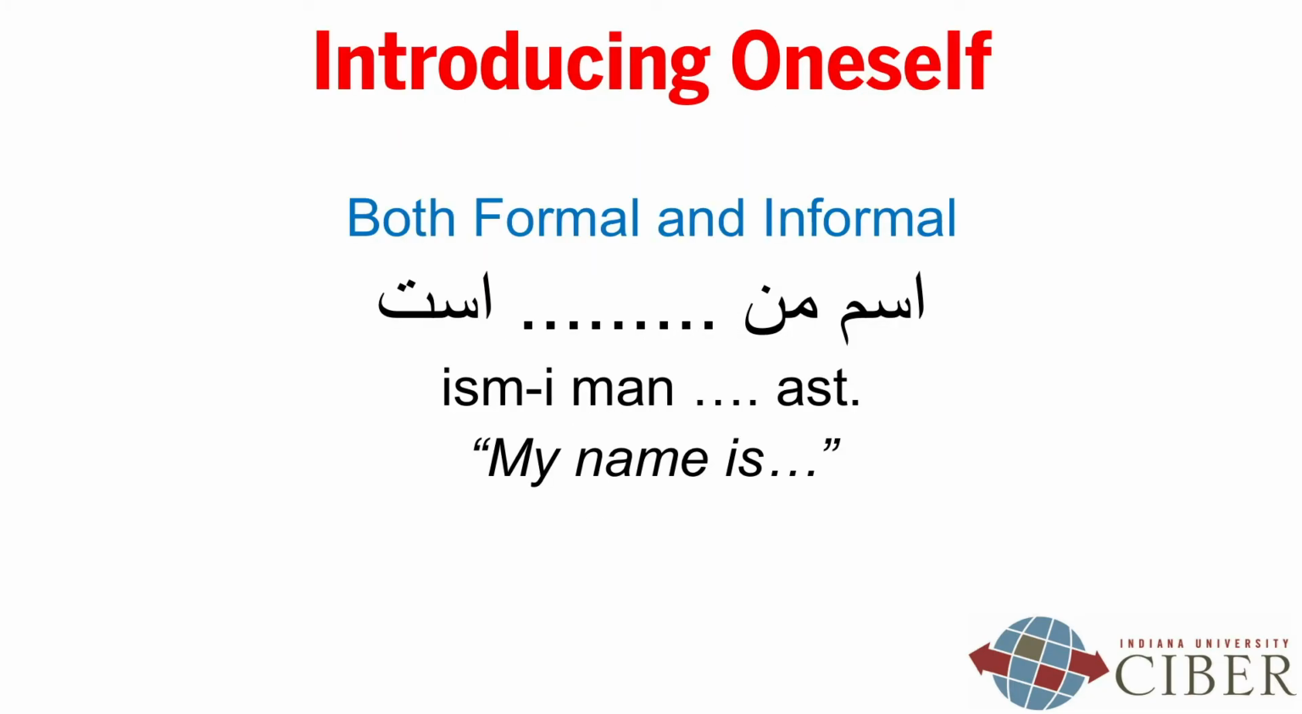Next, we are going to show you how to introduce yourself. First, you will want to give your name. You can do this by first saying اسم من, my name, and است at the end. For example, اسم من ساسان است. Let's try it together. اسم من ساسان است.